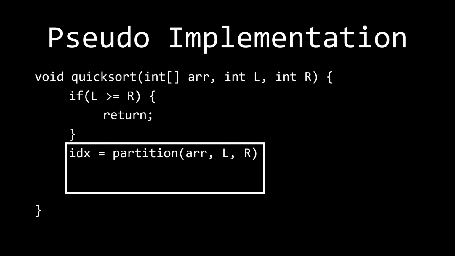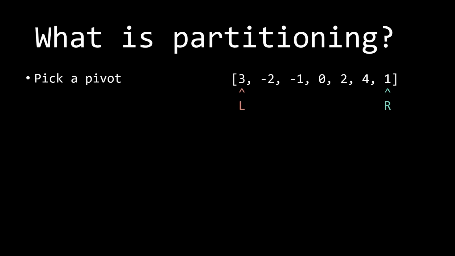So the question is, what exactly is partitioning? The first thing I'm going to do is have an array already set up for you. This is my array that I want to sort, where L is pointing to the first element, and R is pointing to the last element. The first step for partitioning is to pick something called a pivot. In this case, we might pick the last element, and that's exactly what we're going to do.